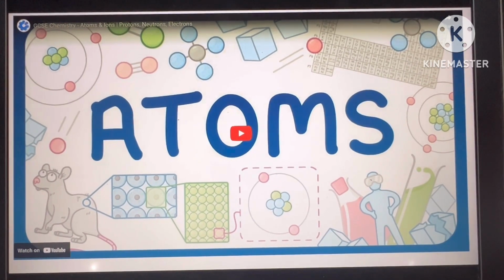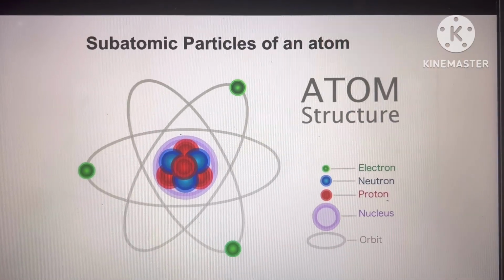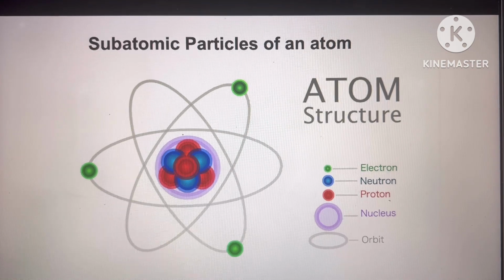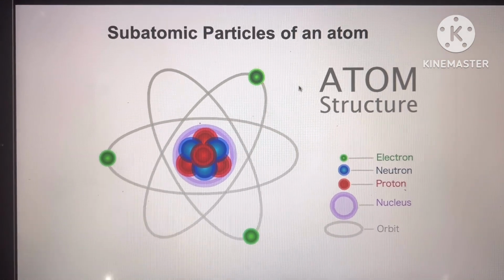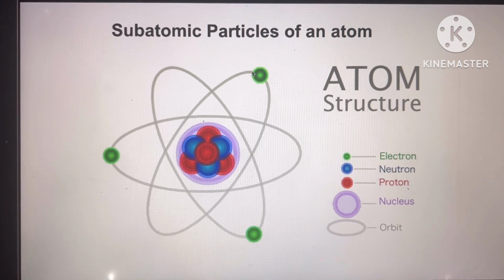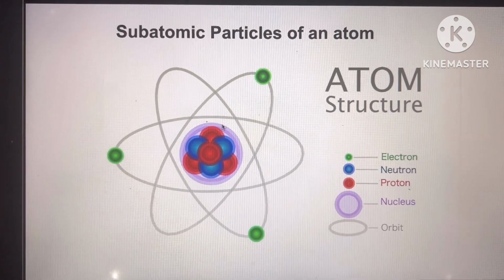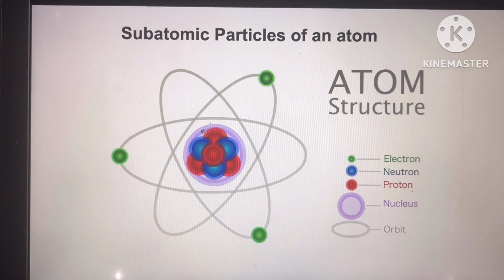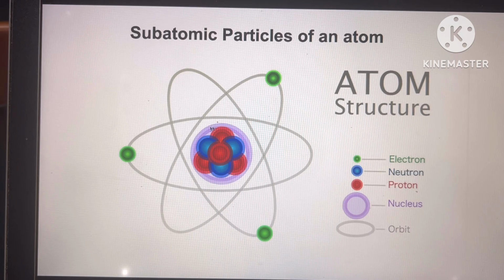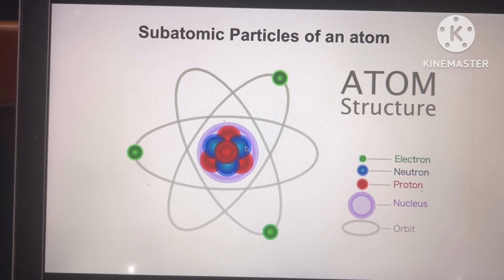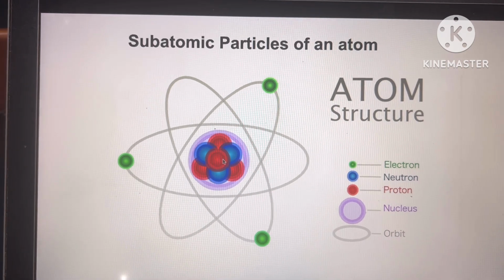To answer that question, please watch this video. Also, I want you to be familiar with the subatomic particles of an atom. This one is the electron, which is located outside the nucleus. The nucleus is the purple circle here. And inside the nucleus, you can find the neutron and the proton.